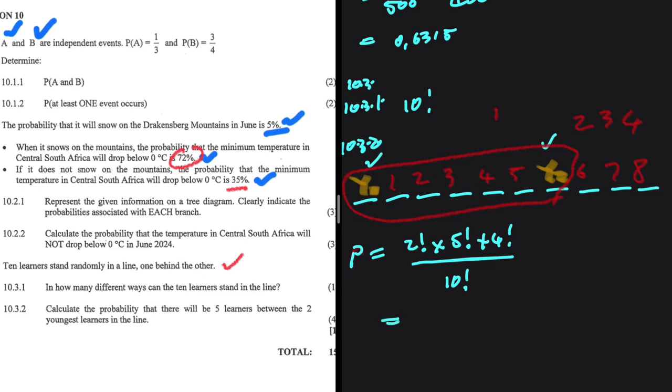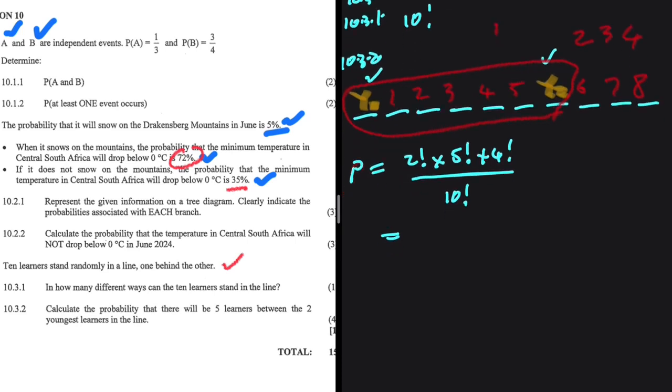So the probability is just 2 factorial. Let me just put that in my calculator. 2 factorial multiplied by 5 factorial, multiplied by 4 factorial, divided by 10 factorial. This is equals to 1 divided by 630. Yes, let me know in the comments if there is something I'm missing.